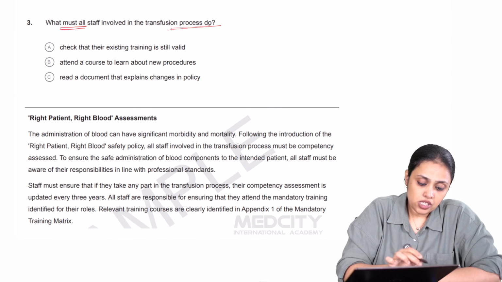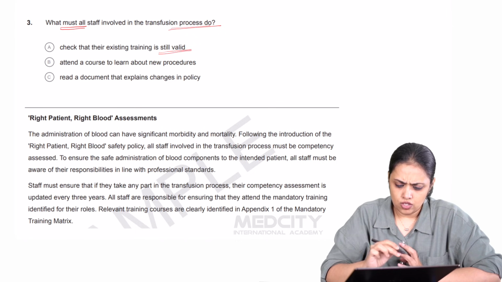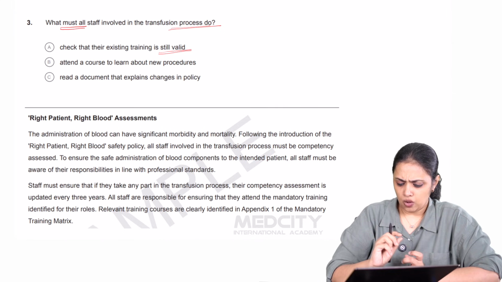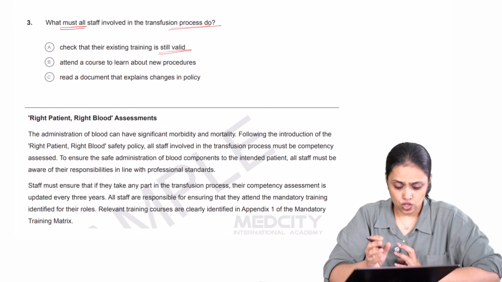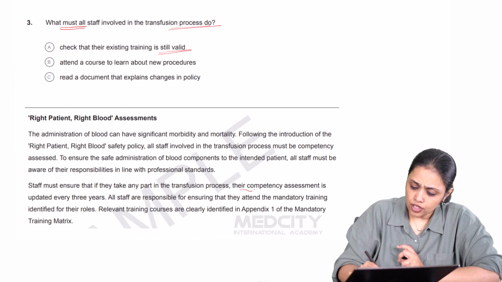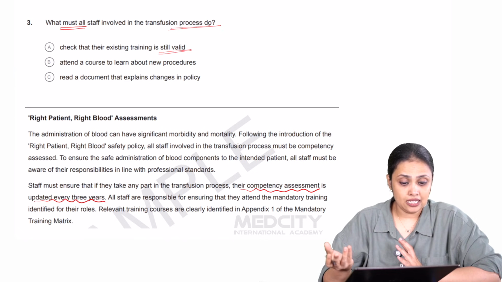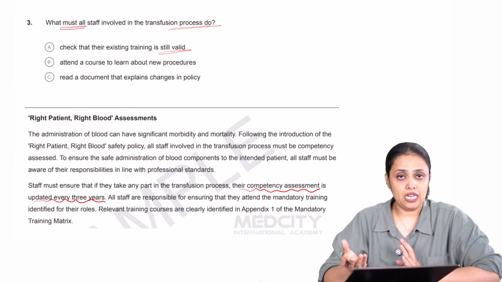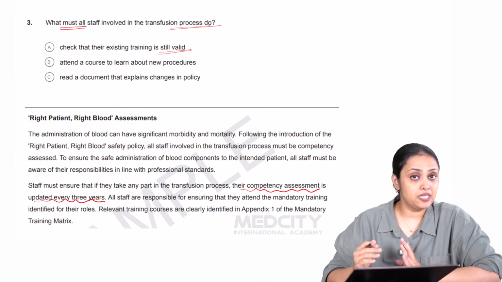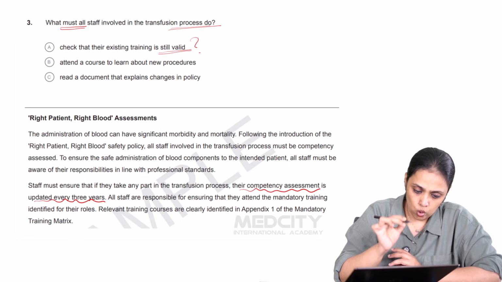The first option A says: check that their existing training is valid. Existing training is valid. So in the passage, did we notice anything about validity? There's no exact reference to validity as such, but here it is said that their competency assessment is updated every 3 years, which can mean that once it turns out to be invalid after 3 years, it has to be updated again. So we can take that meaning, but let's not confirm it. Let's put that on hold.